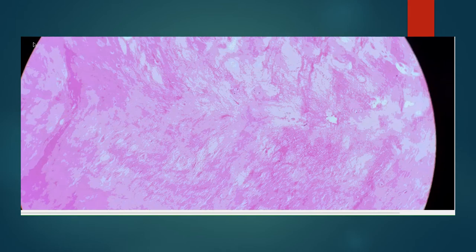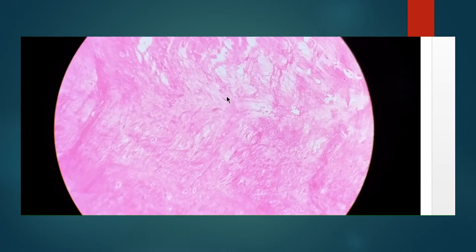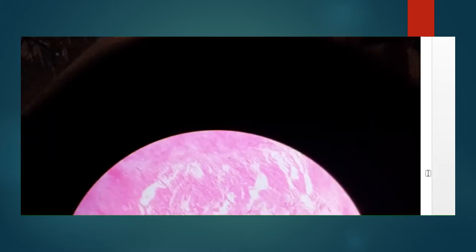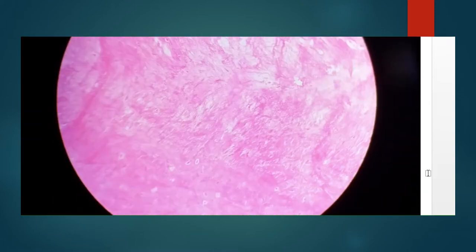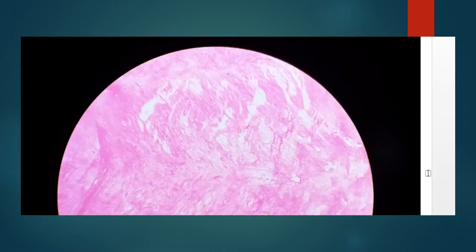Let us look at the other areas we can identify. Let me show you that. These are the chondrocytes which we can identify. That is nothing but your white fibrous cartilage. This is how you have to identify white fibrous cartilage. Now let us see the next slide. Okay, I am moving to the next slide. Yes, this is also white fibrous cartilage, another image of white fibrous cartilage.